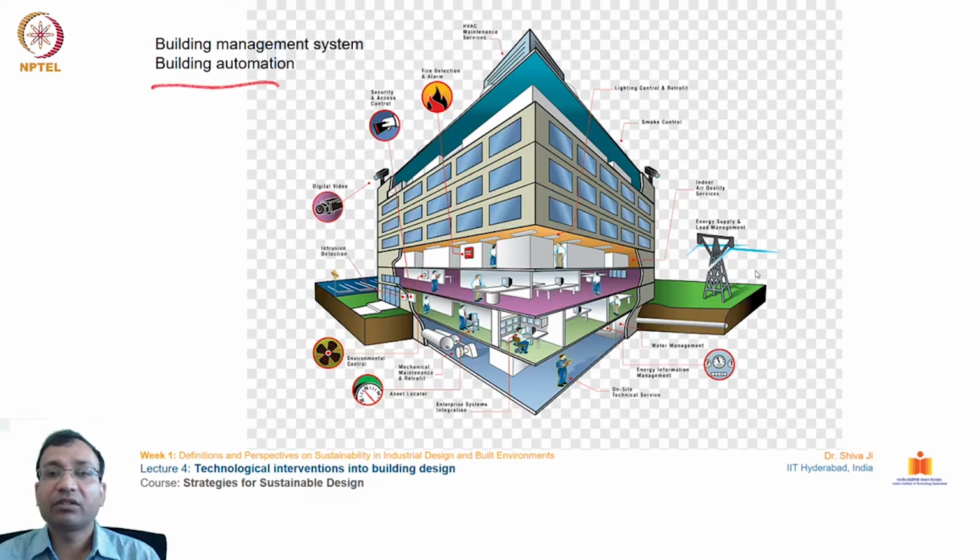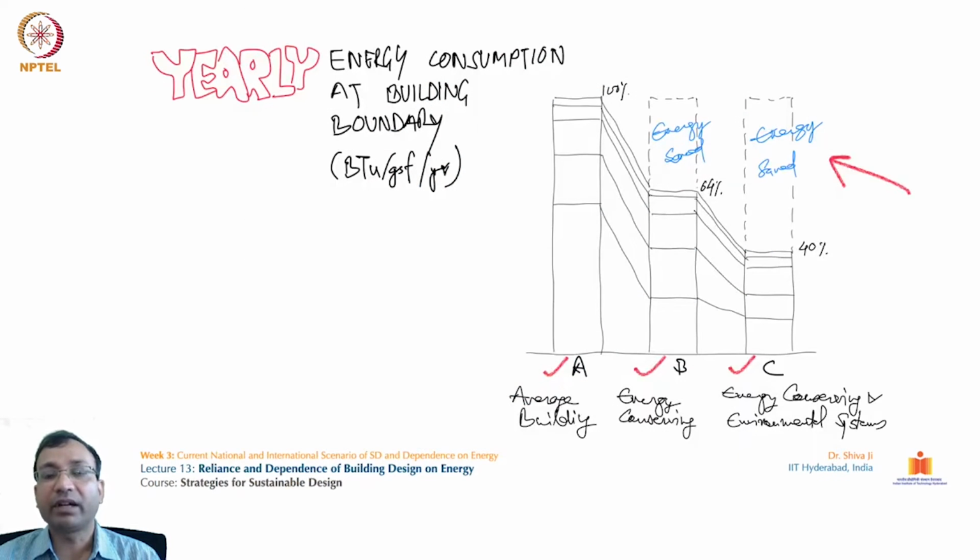There are several other new technologies also being used in building facilities. You can see over here environmental control systems, checks for mechanical maintenance and retrofitting systems, and a locator. There are also systems for enterprise system integration, where all of these systems individually can be integrated into one system and monitored from there. Such automation systems can be employed to improve the energy efficiency.